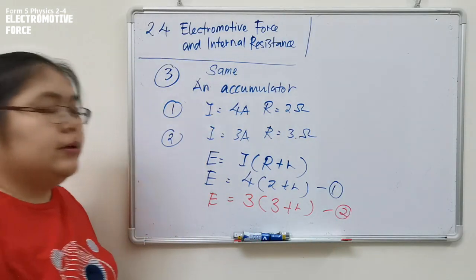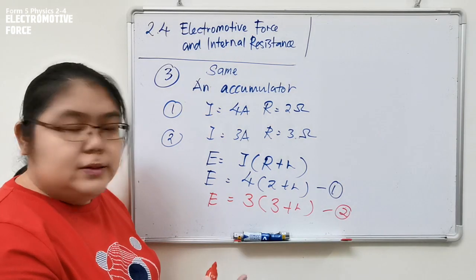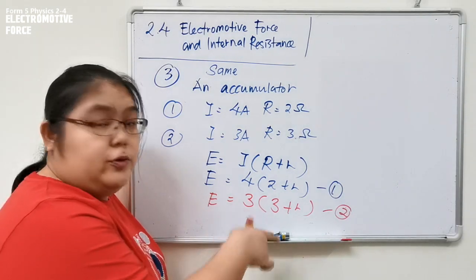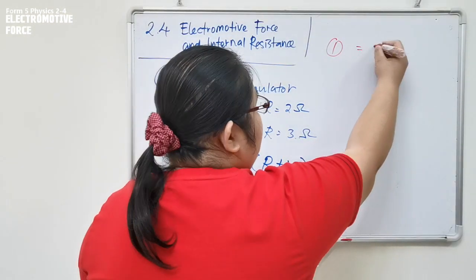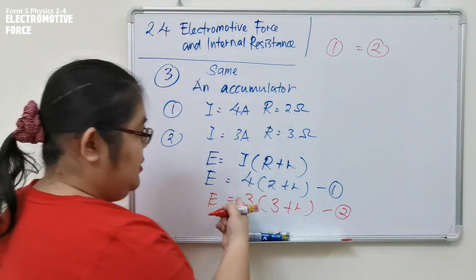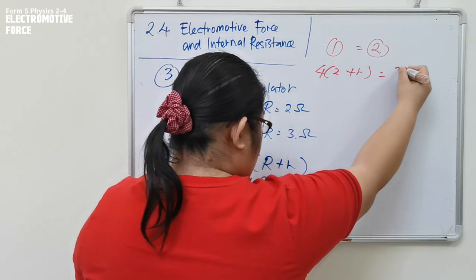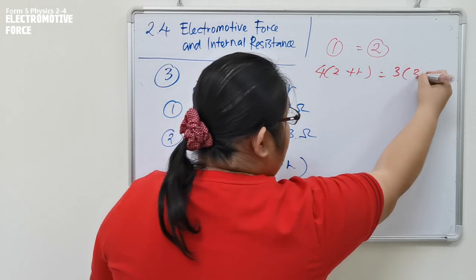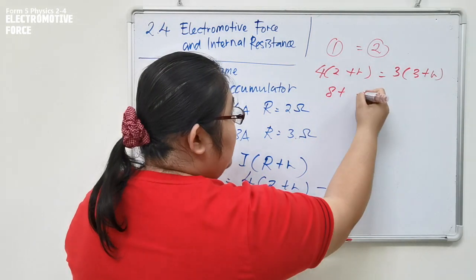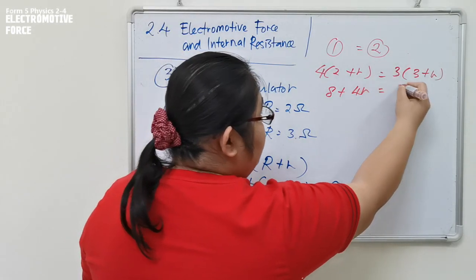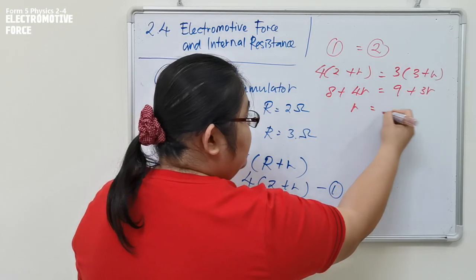Now we need to solve by simultaneous equations to find E and also r. So from here, we just take equation 1 equal to equation 2. We have 4 times (2 plus r) equals 3 times (3 plus r). So we get 8 plus 4r equals 9 plus 3r. So this becomes 1r equals 1.